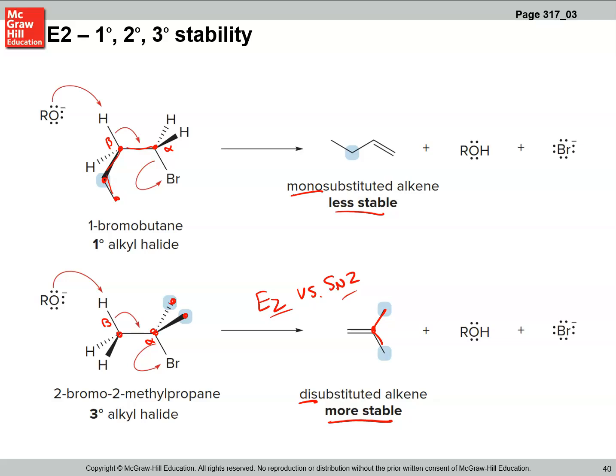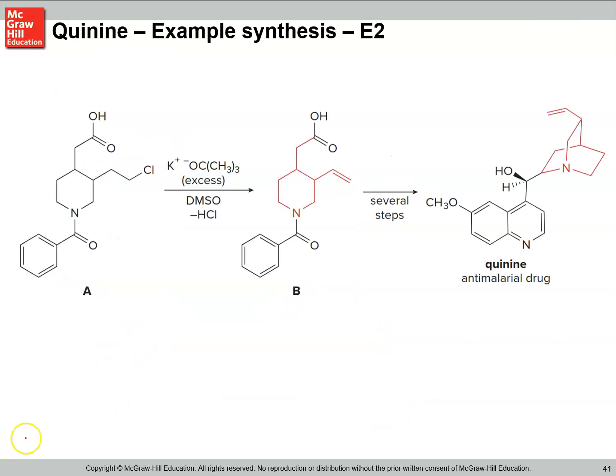So as we go from a primary to a secondary to a tertiary, that changes how many protons are available for the base to attack, but it also influences, at the end, the stability of the double bond that forms on our compound. So quinine, I believe I also already spoke about this in the first video of this chapter. We look at this compound, the synthesis of this using an E2 reaction.